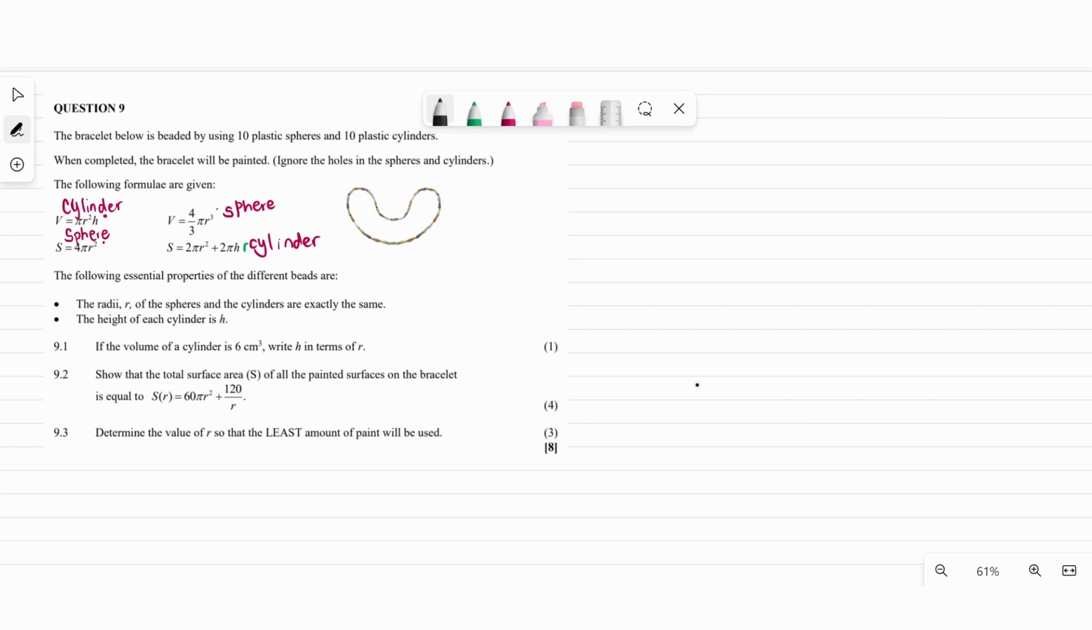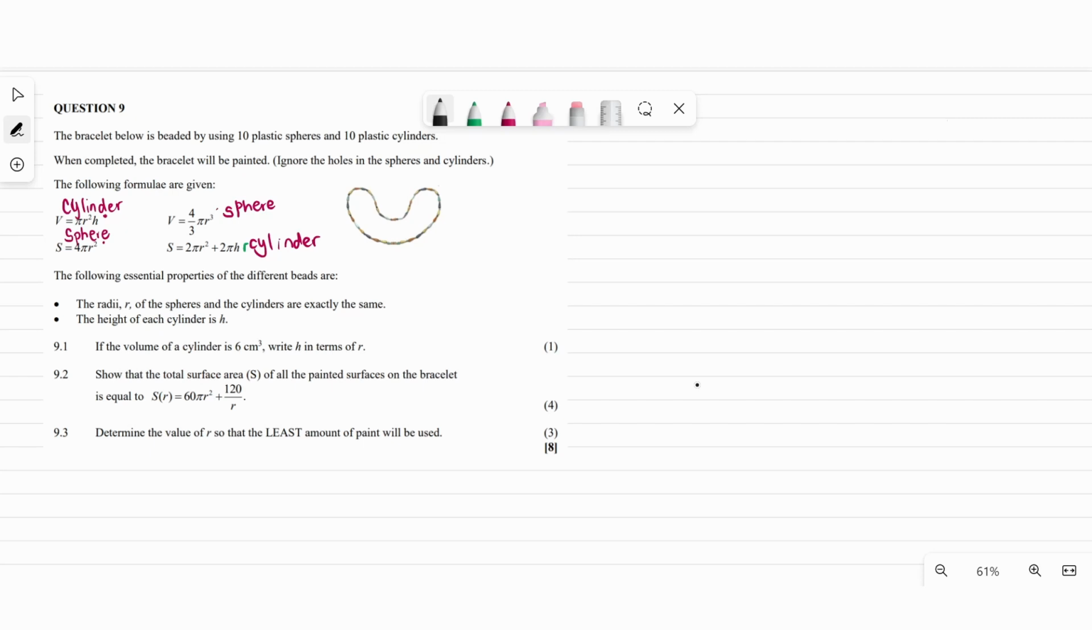Then they say the height of each cylinder is h, so we know that. So now we know that r at the sphere and r at the cylinder are exactly the same, right? So the first part of the question, they say the volume of the cylinder is 6 centimeters cubed, right? Write down h in terms of r.